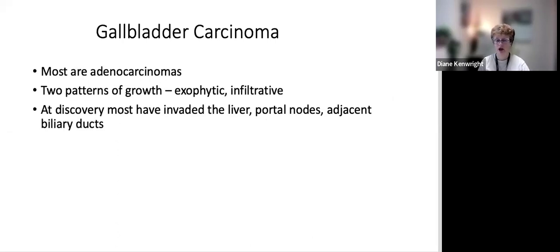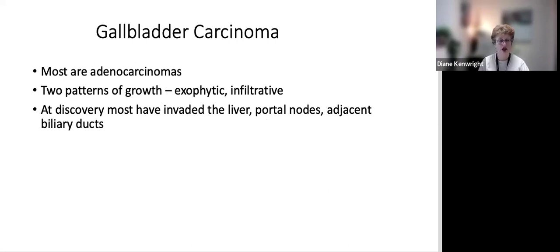Most are adenocarcinomas. They arise through a dysplasia sequence, just like carcinomas in other parts of the body. They can be exophytic, in other words, they can form a polypoid cancer, or they can just directly infiltrate that wall. It's quite a silent cancer, so at discovery, it's often quite advanced in stage and has invaded the liver, the lymph nodes, and the adjacent biliary duct.